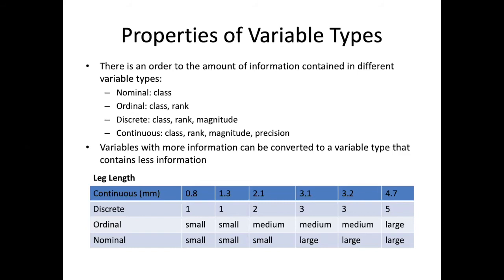And so we can take our continuous numeric variables and convert them into discrete, ordinal, or nominal types, but we can't go the other way around. If we had simply measured leg length as either being small or large, there would be no way to convert that nominal variable into a continuous numeric variable. And as a result, it's always best to try and collect your data in a variable type that contains more information, because it can always be summarized into a more general category later, but you can't go the other way around.